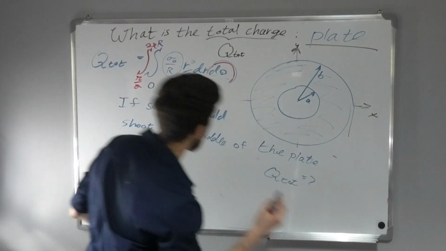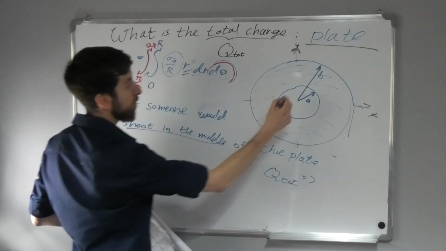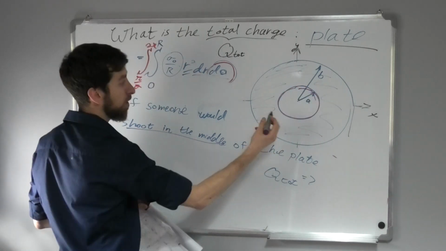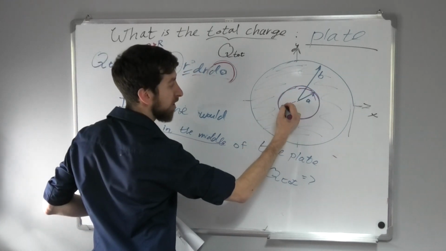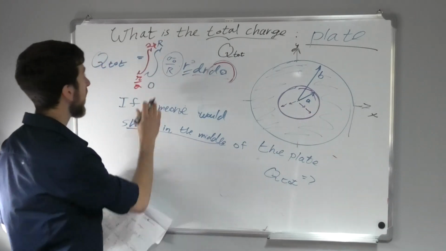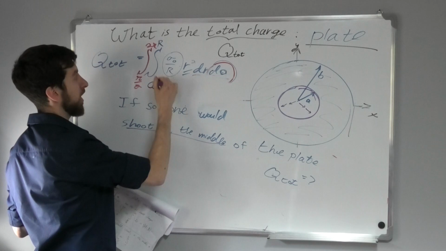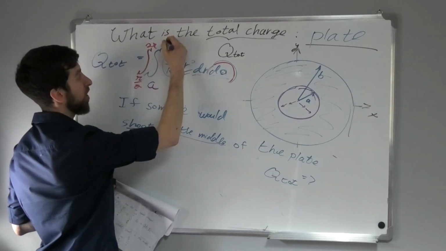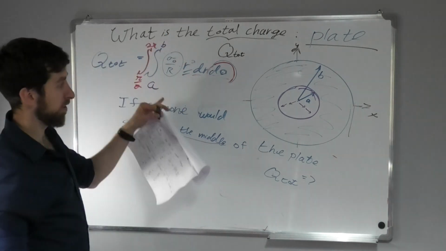Let's do it in purple. Somebody shot in the middle, so this part is not relevant. What is not relevant? All these r distances. It's not the angle, it's only r. So the lower limit is going to be changed to A, and the upper limit changed to B.